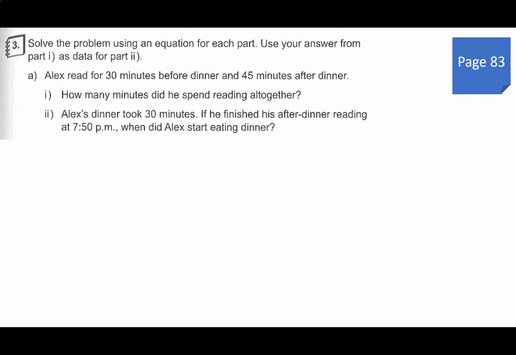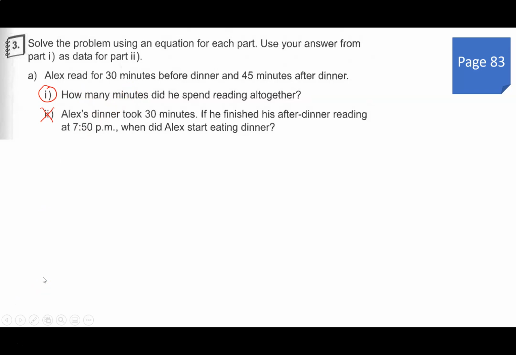All right, now I would like to do a couple of questions in your Jump Math book together. Please turn to page 83, and we are going to look at number 3 at the top of the page. We are going to try part 1 together. And I would like you to cross out the second part of question 3a. All right, let's read question 3. Solve the problem using an equation for each part. Use your answer from part 1 as data for part 2.